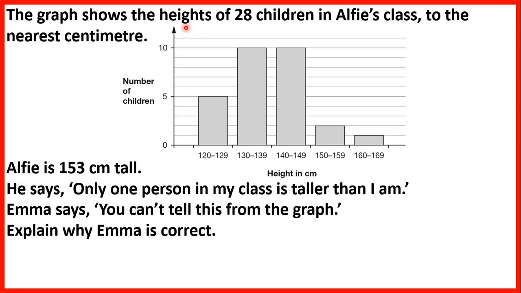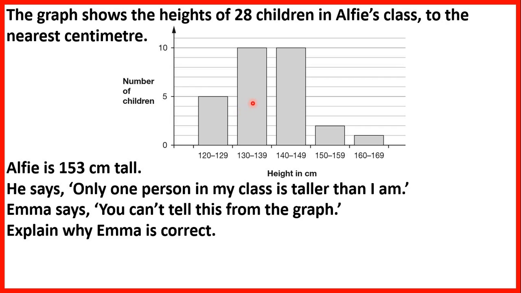The graph shows the heights of 28 children in Alfie's class to the nearest centimetre. Alfie is 153 centimetres tall. He says, "Only one person in my class is taller than I am." Emma says you can't tell this from the graph. Explain why Emma is correct.